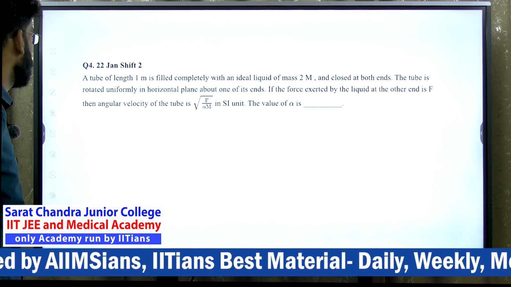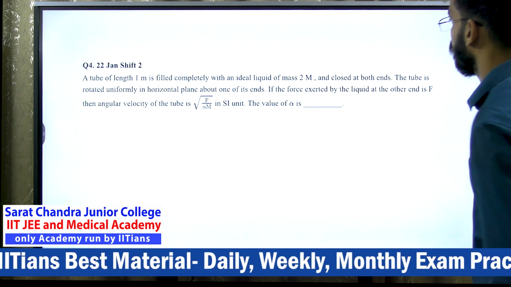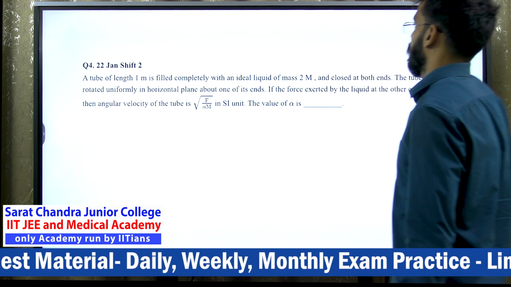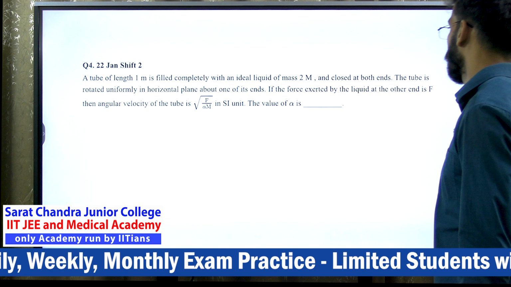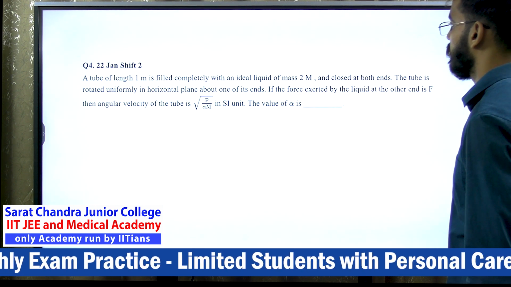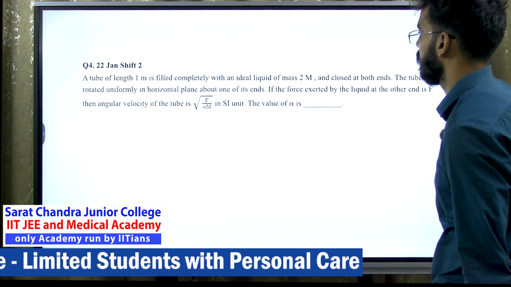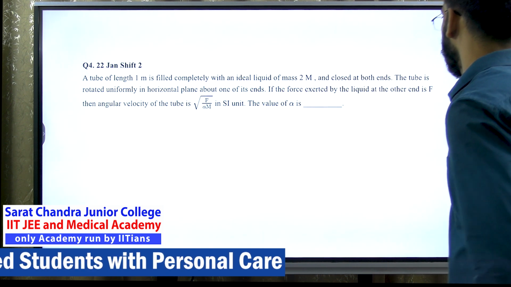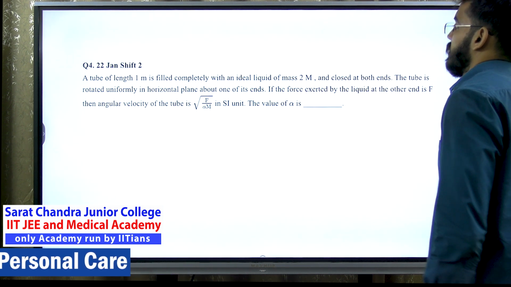Next, he is saying a tube of length 1 meter is filled completely with an ideal liquid of mass 2m. Here see, mass is 2m. This is one mistake you can make, remember. And closed at both ends. The tube is rotated uniformly in a horizontal plane about one of its ends. If the force exerted by the liquid at the other end is F, then the angular velocity of the tube is.